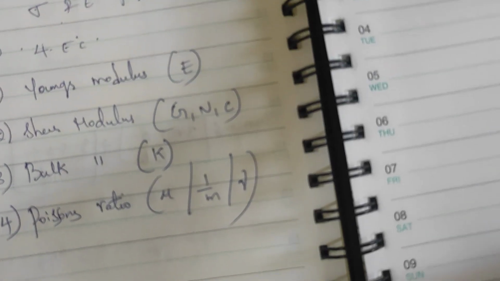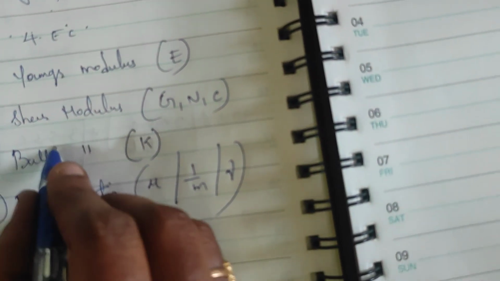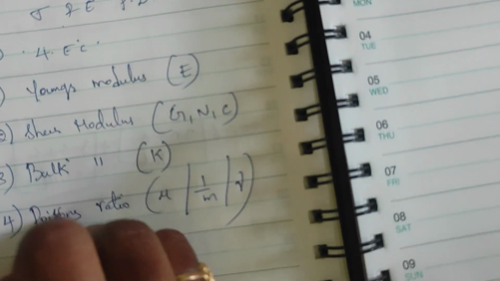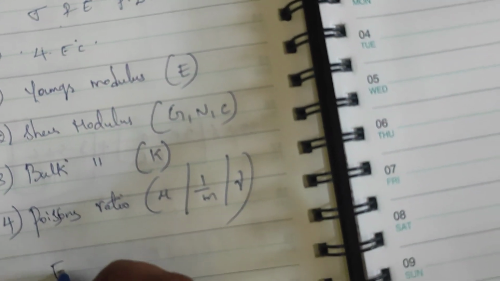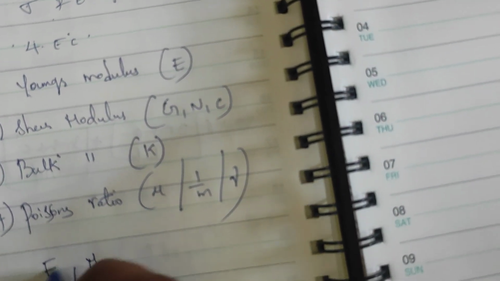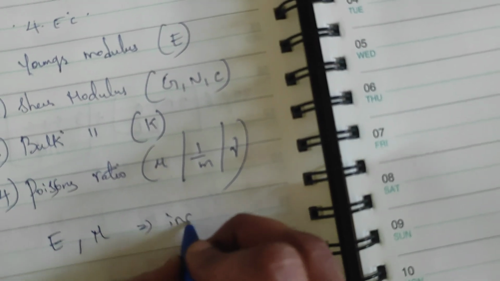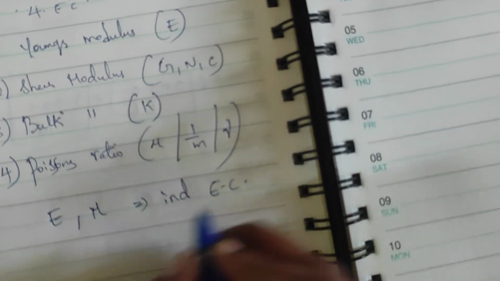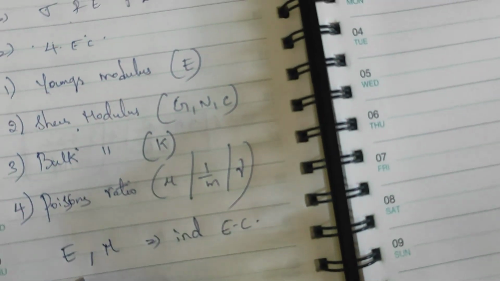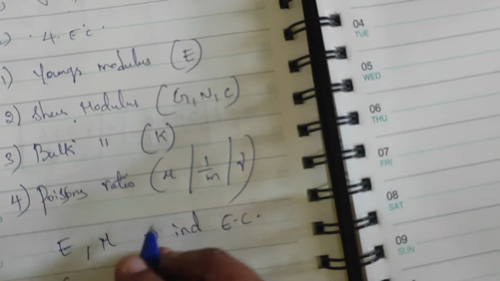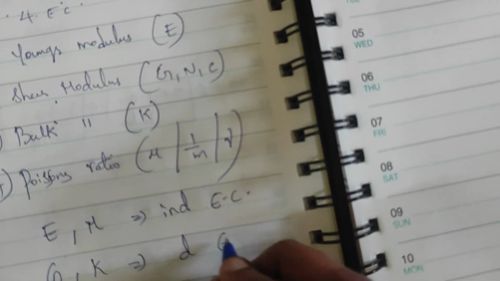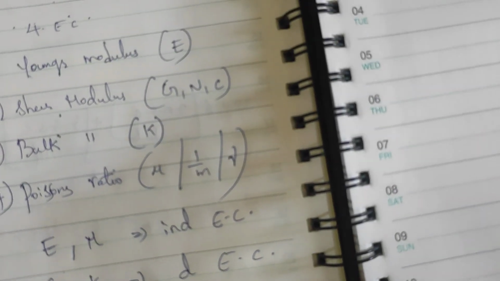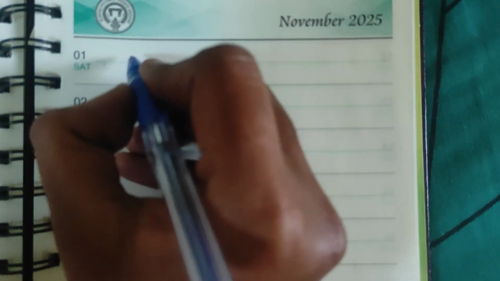Understand? See, Young's modulus and Poisson's ratio are independent elastic constants. And shear modulus and bulk modulus are dependent elastic constants. Understand?